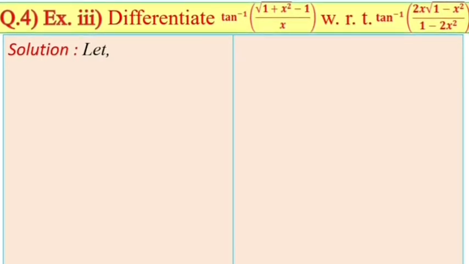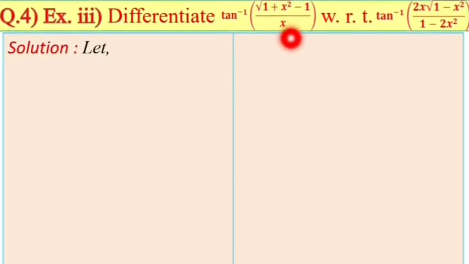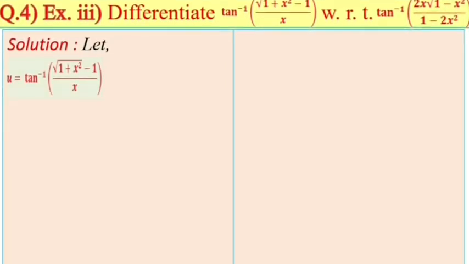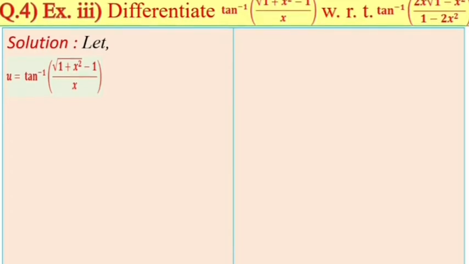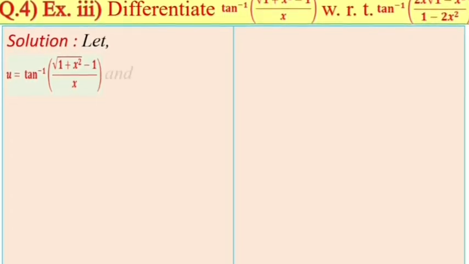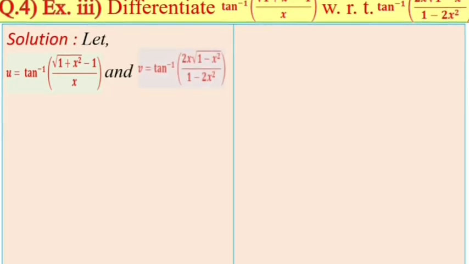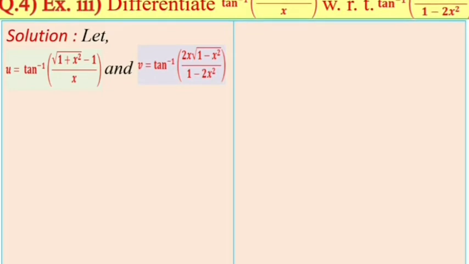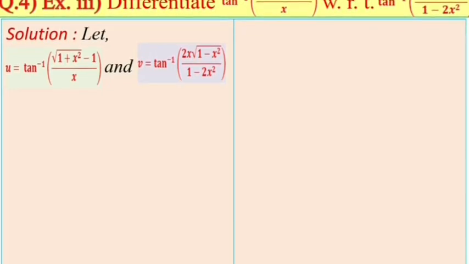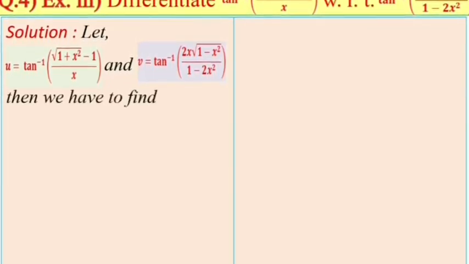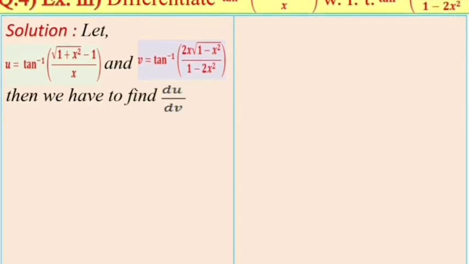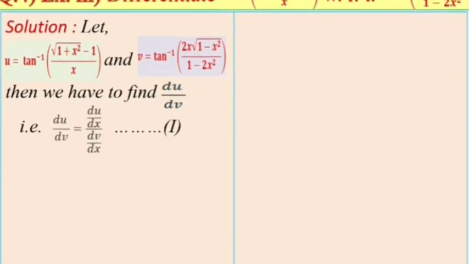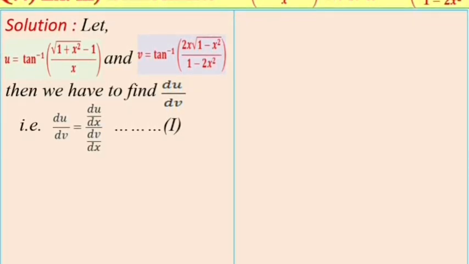That means firstly take the given function, first function as u, second function as v, and therefore let us take u equal to tan inverse of (root of 1 plus x square minus 1) upon x, and v equal to tan inverse of (twice x into root of 1 minus x square) upon (1 minus twice x square). And therefore now we have to find the derivative of u with respect to v, that is du by dv, by the formula du by dv equal to du by dx upon dv by dx.